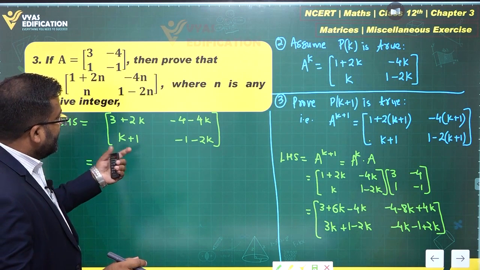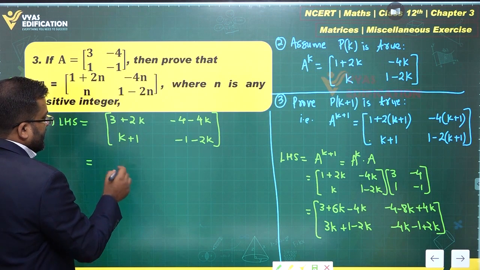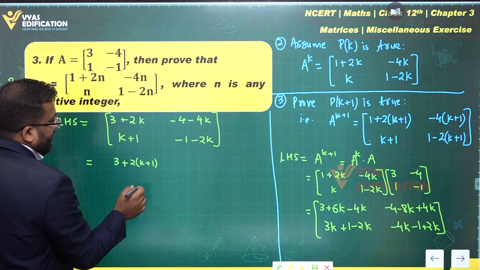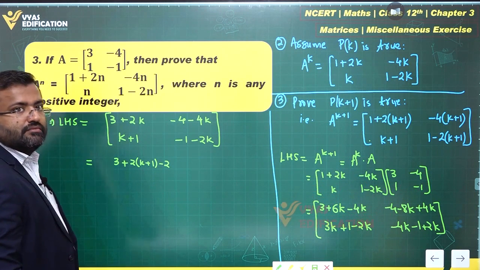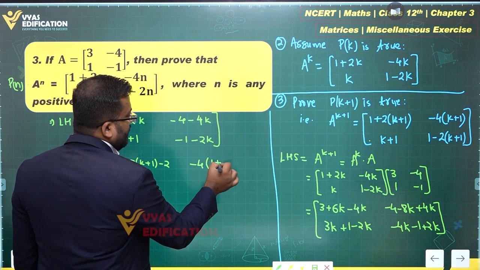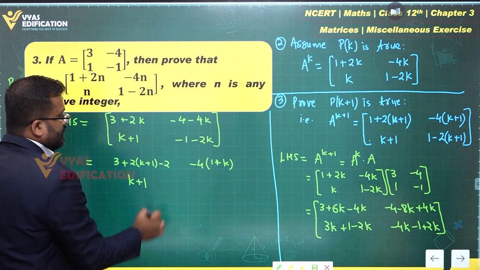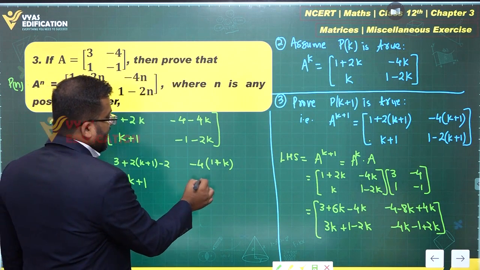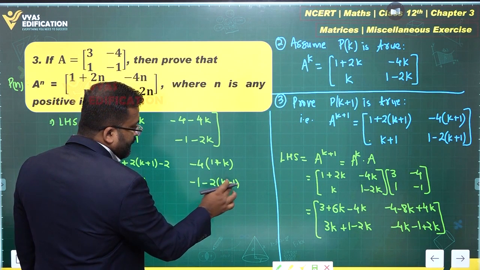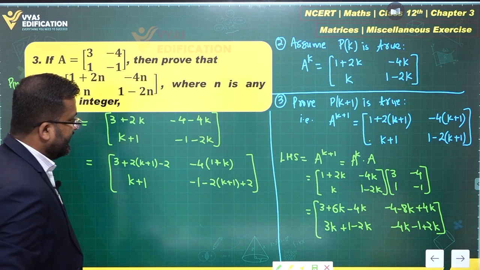Let's try to convert each and every term in the form k plus 1, that is the required form. What you have is, this is 3 plus 2 times k plus 1. So what you have done is you have added 2, let's subtract the 2, okay. Let's take a minus 4 common over here, you get 1 plus k, right? This is already k plus 1, that's not an issue. And what about this? This is minus 1 minus 2 times k plus 1, and since you have subtracted 2, let's add a 2. This is what you have to be writing it as.